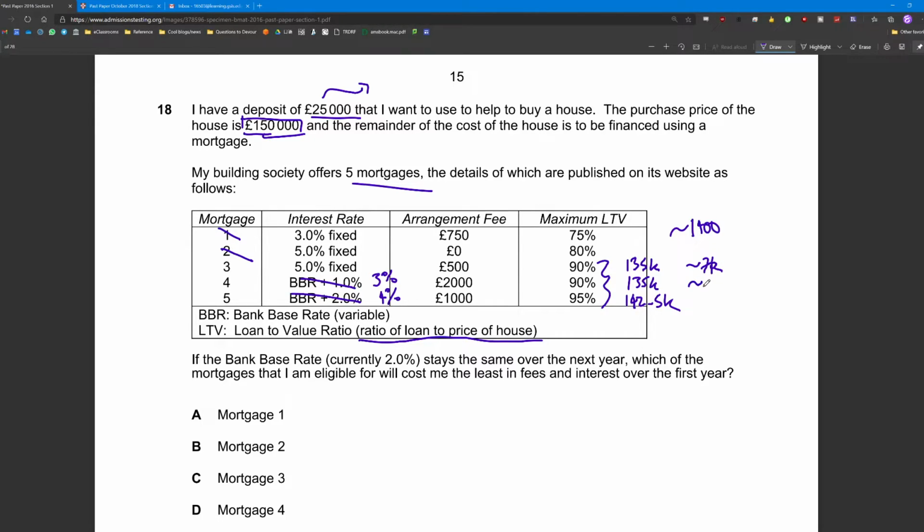Here he'll get about 4.2K of fees, and here he'll get about 5.6K of fees, which goes to 6.6. This one goes to 6.2. Remember, we've underestimated this one, we've overestimated this one, so this is certainly more. And then this one, 7K plus 1,500.